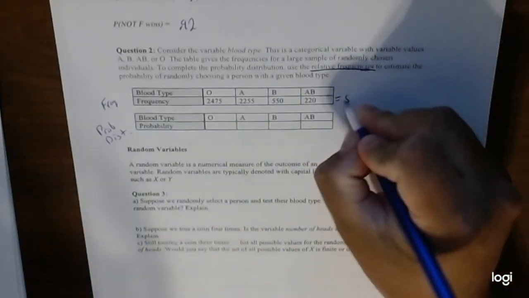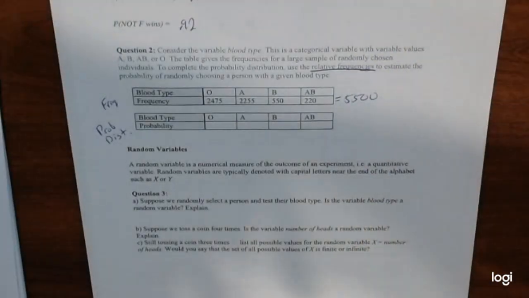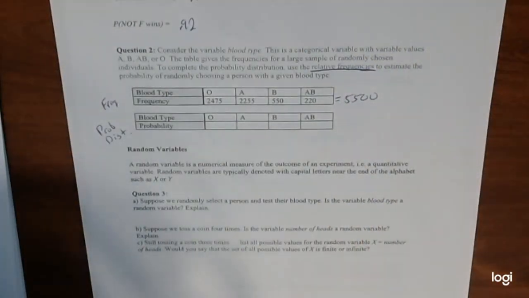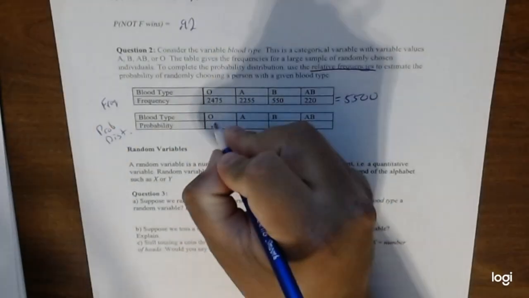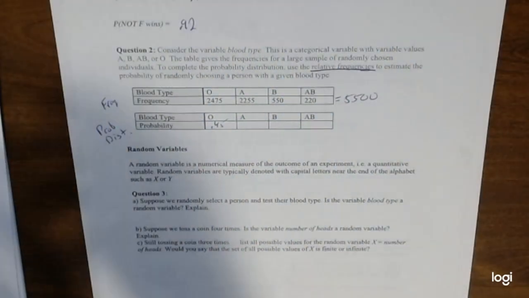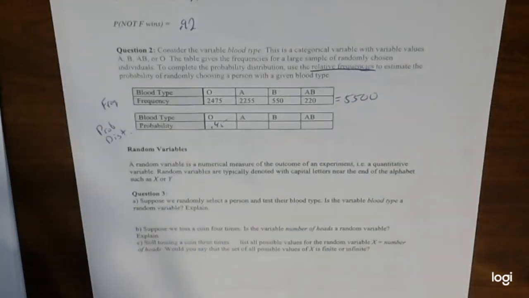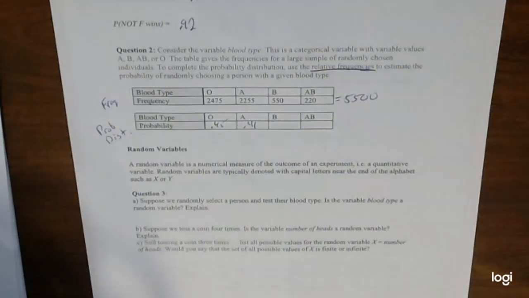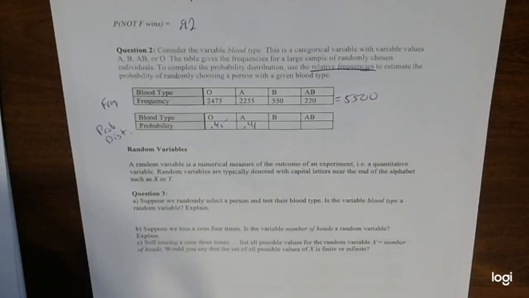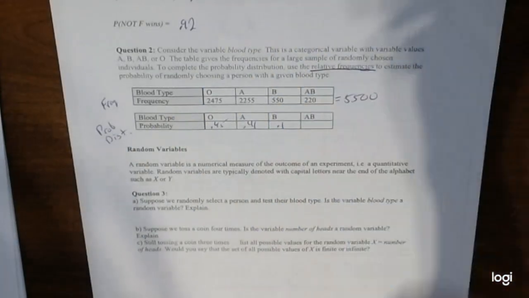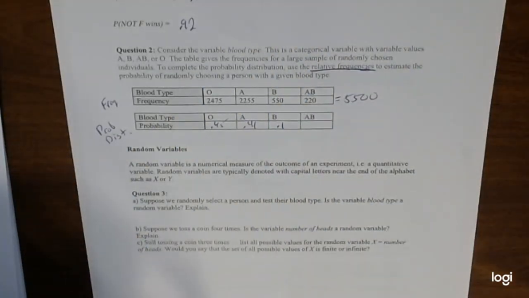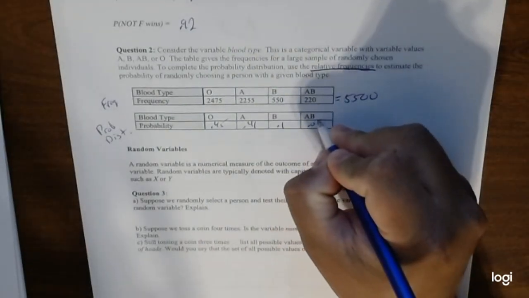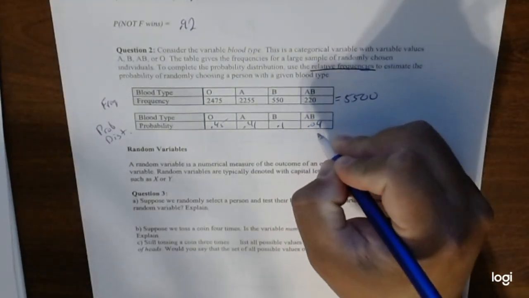Okay. All right. So let's get the answer now. It should be a total of 5,500. So if you divide every single one by 5,500, you get 0.45, 0.41, 0.1, and then finally 0.04. That's it. So that's one of the steps, right?